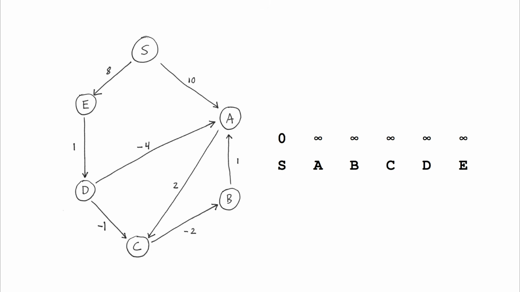To begin, we'll make a table on the right to keep track of distances. We set 0 as the distance to S and infinity for the rest of the nodes. We're ready for our first iteration.